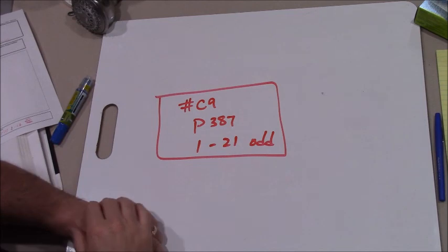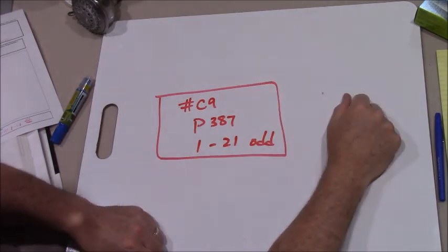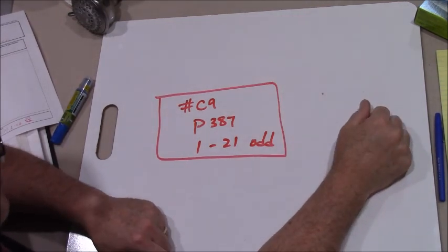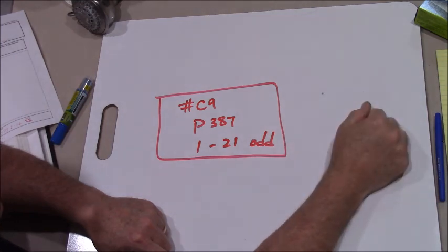All right, so here's our assignment. I think I got it right, number C9. Page 387, we're going to do 1 to 21 odd.